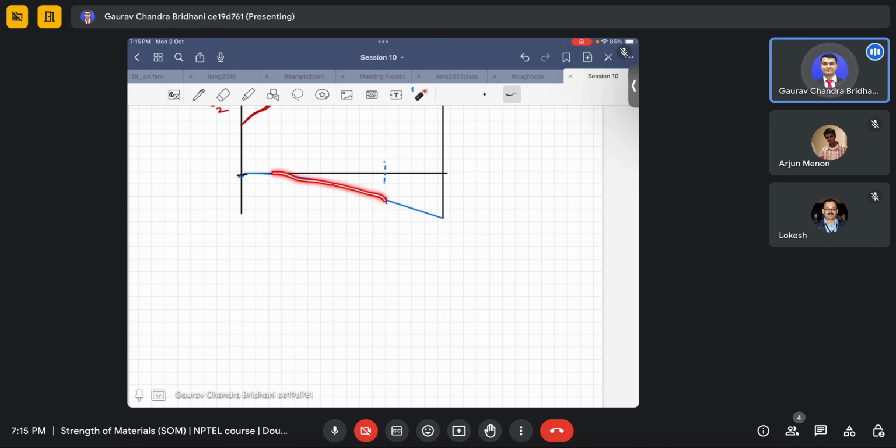This portion will have a curvature in the beam, but this portion won't have any curvature, it will be a straight line and it is just a rigid body motion, okay. So now we know how to find the deflection here or the rotation angle theta at this point, to draw a tangent and find the theta.